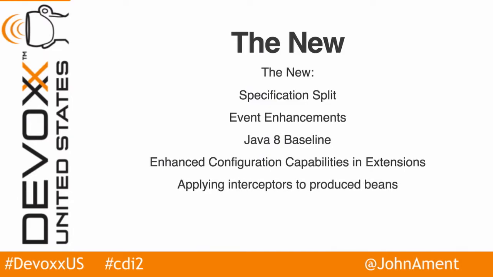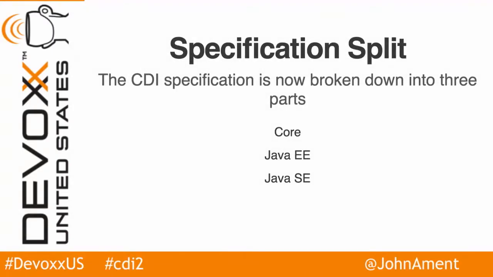And the ability to apply interceptors to produced beans. So previously, you could create a new object, you can have a producer method or a producer field, but there is no way to do things like apply interceptor bindings. So we've come up with a way to allow you to specify those interceptor bindings automatically through an interface.